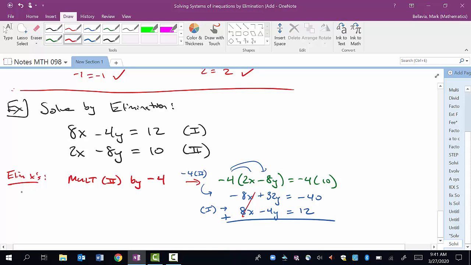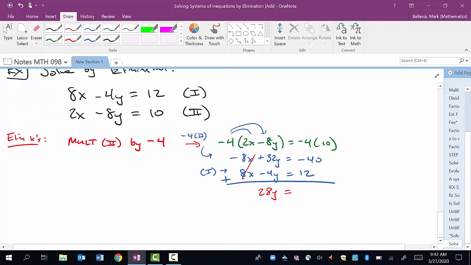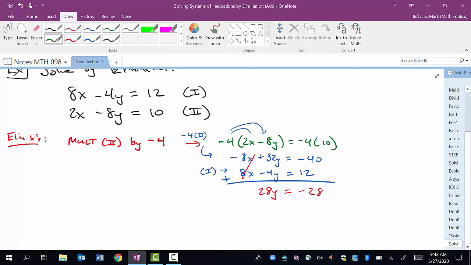For a positive 32y plus a negative 4y, it's really 32y minus 4y, which gives me positive 28y. And it's equal to negative 40 plus 12. That's going to be a negative 28. Once you've reached this step, you know you should only have one variable remaining, right? We chose to eliminate x's, so we should only have y's. And then to solve for y, we just solve this equation. So we divide both sides by 28, and we get y equals negative 28 divided by 28, which is negative 1.